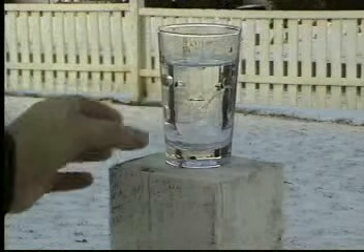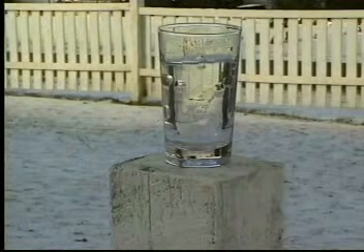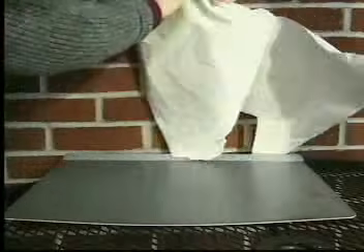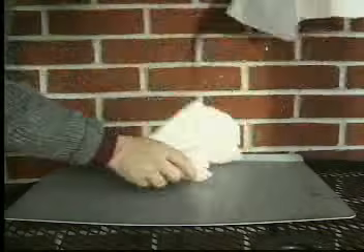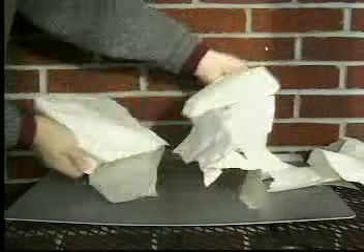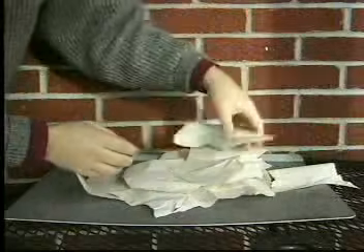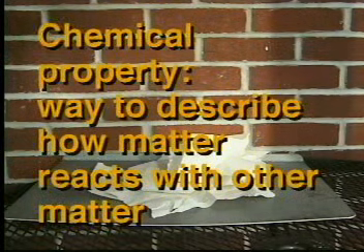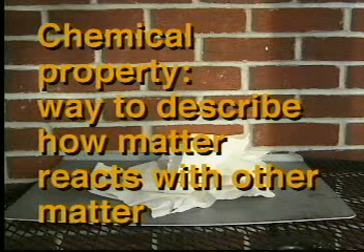In physical changes, you have the same material before and after the change. For example, with paper, we have a large piece of paper that can be torn into many small pieces, a physical change. Even though the appearance of the paper has changed, it is still paper. This is a physical change. In other words, the chemical properties of the paper have not changed. A chemical property is the way to describe how matter reacts with other matter.